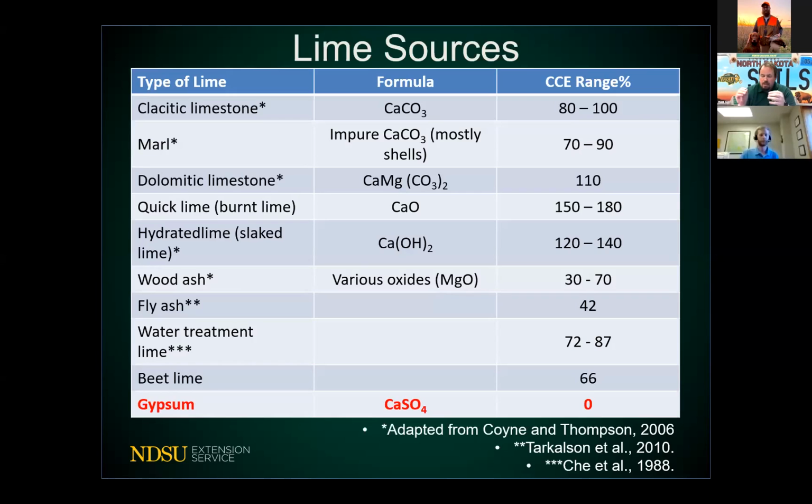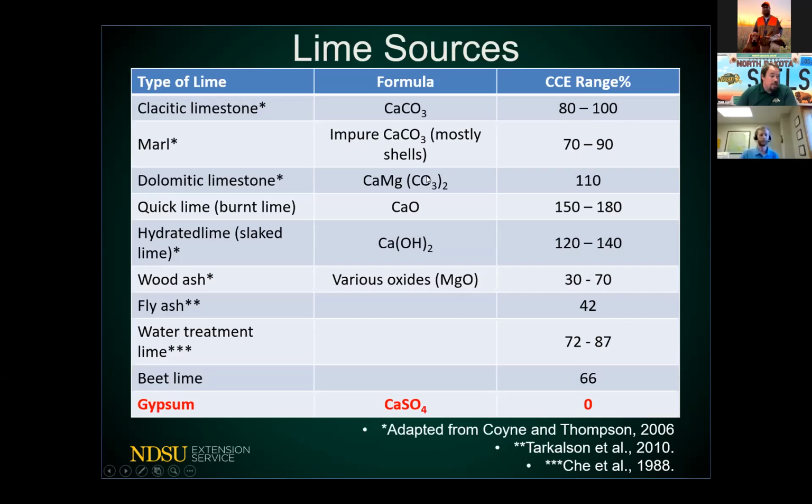So there's this calcium carbonate equivalence range. So that's what that CCE is over in the top right corner of this slide. And so if you have 100% limestone, that's considered 100%, as the carbonates are what react with the hydrogen, and it produces some CO2 as well as water during that chemical reaction.